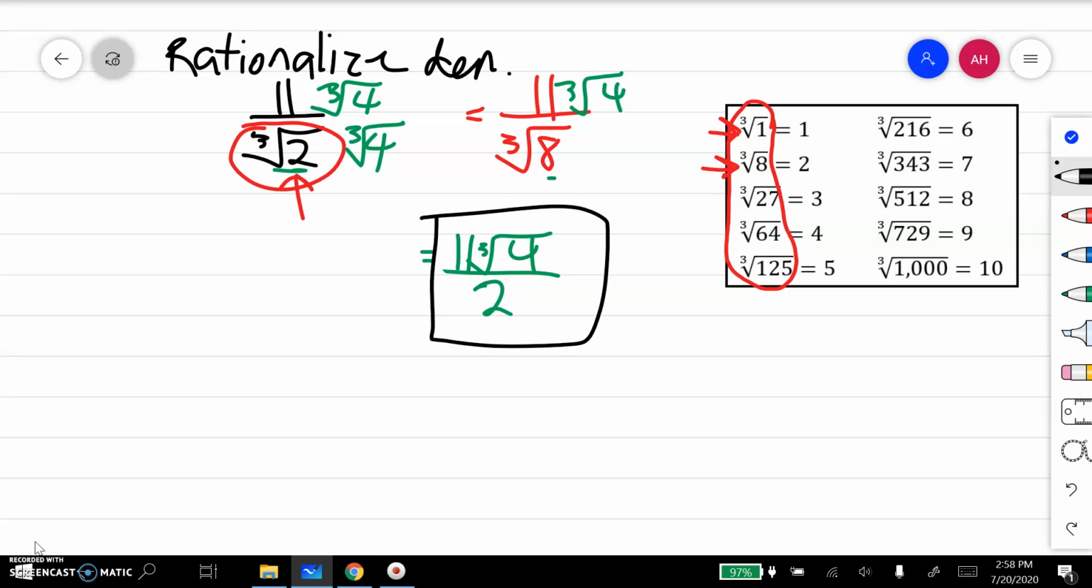The only other thing you could do sometimes is if it's 11 and 2 would reduce, you could reduce that. But otherwise, once you get the radical out of the denominator, we're done with that problem.